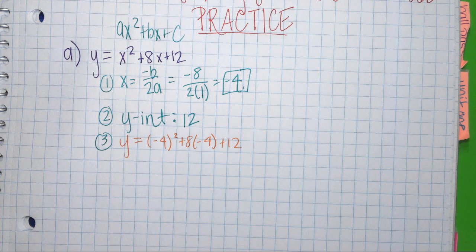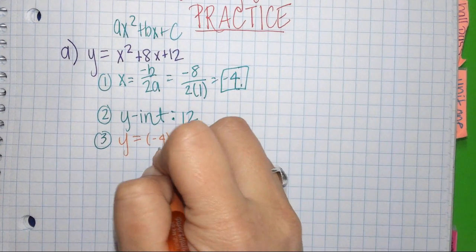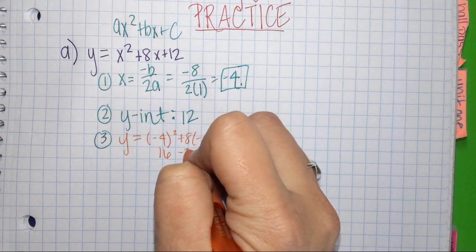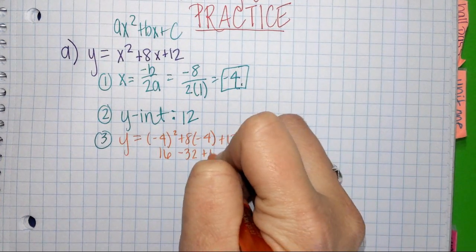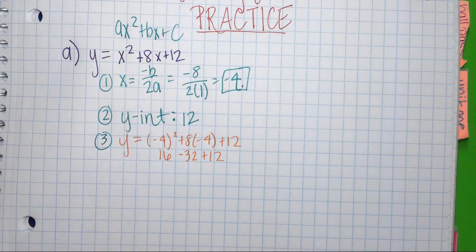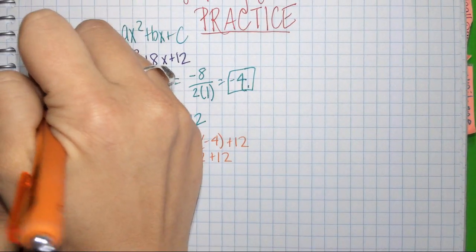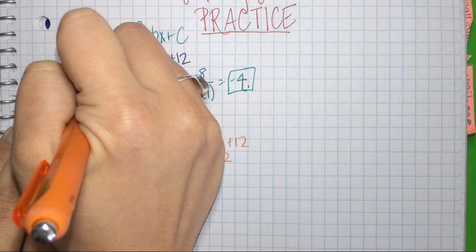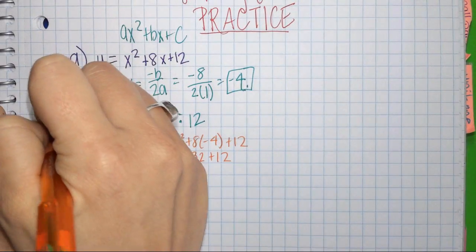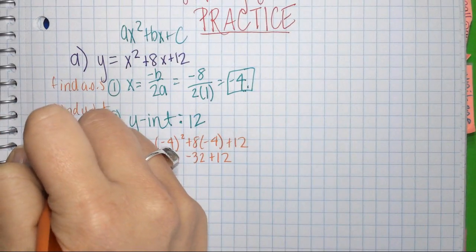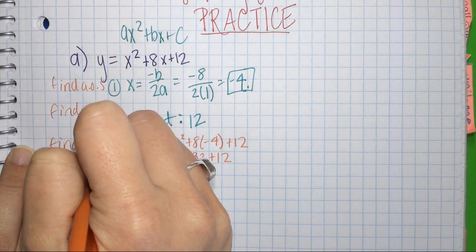What's negative 4 squared? Okay. Thank you, Jorge. What's 8 times negative 4? Negative 32. Good. Take a point. And then plus 12. Now remember, we're finding our vertex here. So this was find AOS, find y-intercept, find vertex.